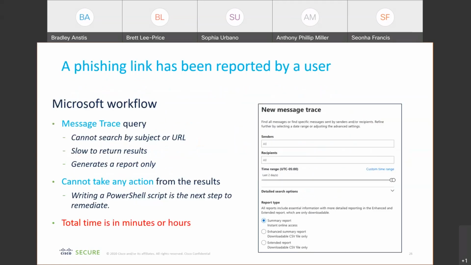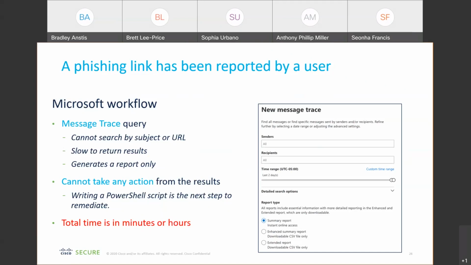So this is how you do it with the Microsoft tools only. If you're running Office 365 by itself, you start off a new message trace. You have to search on senders and recipients. You can't search by the subject or the actual URL itself. This can be very slow to come back. We've seen customers give up after 24 to 48 hours trying to get the information back. And of course, that's a very extended dwell time for that attack to be sitting in inboxes.